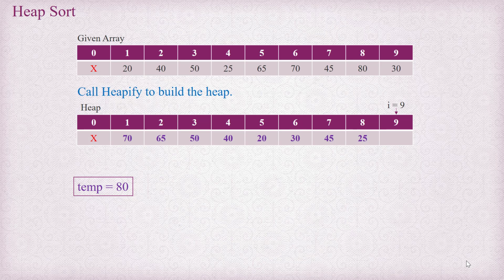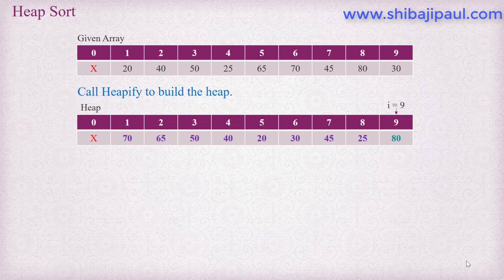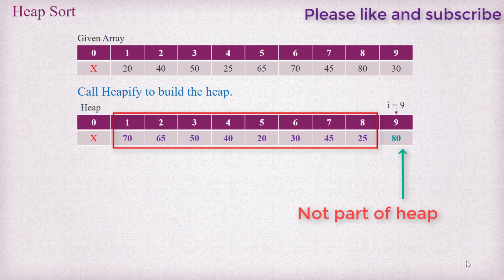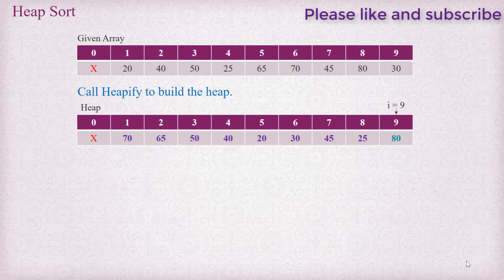So we call the adjust operation for index 1, and that rebuilds the heap. Since index 9 is now vacant, we copy 80 at index 9. Please note that the heap is maintained from index 1 to index 8 now. Index 9 is not part of the heap anymore, as we have deleted one element from the heap. So the total number of elements in the heap is now 8, and they are maintained from index 1 to 8. This time we get 70 in temp from the root. That's the next largest number, as you can see. We do the same thing.